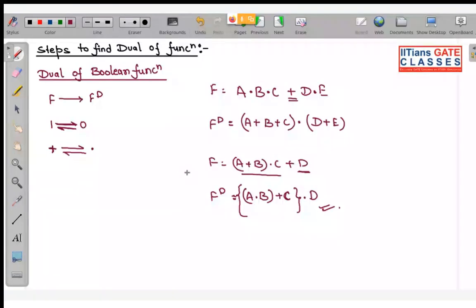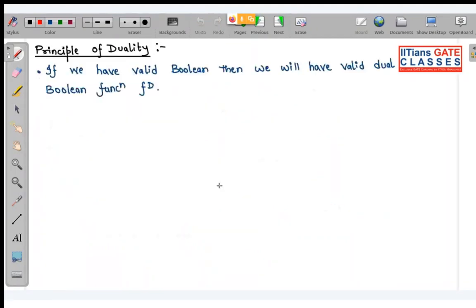Fine. Now one thing to note over here, note point: don't complement any term, like putting a bar over here or over here. Don't do all those things. We are going to see when we are going to do that. Now, principle of duality.